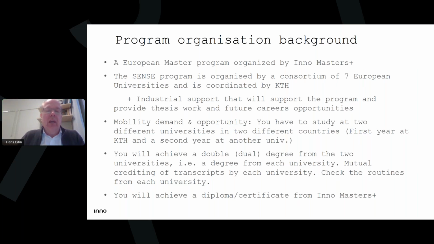In the program, you have a mobility demand and an opportunity. You have to study at two different universities. First year at KTH and UPC, you should be there actually, and second year at another university. Then you will achieve a double degree from the two universities, one degree from each university, and then a certificate from the InnoMasters Plus.